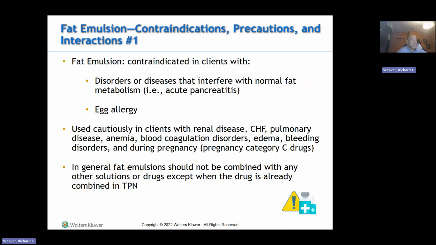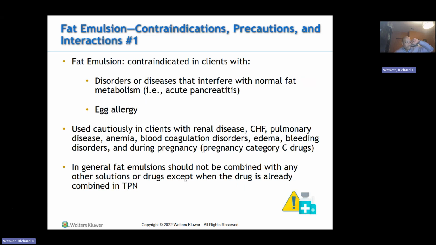Egg allergies, be careful. It's contraindicated with those with egg allergies. Use cautiously in patients with renal disease, heart failure, pulmonary disease, anemia, blood coagulation disorders, edema, bleeding disorders, and also those who are pregnant. It is a category C.